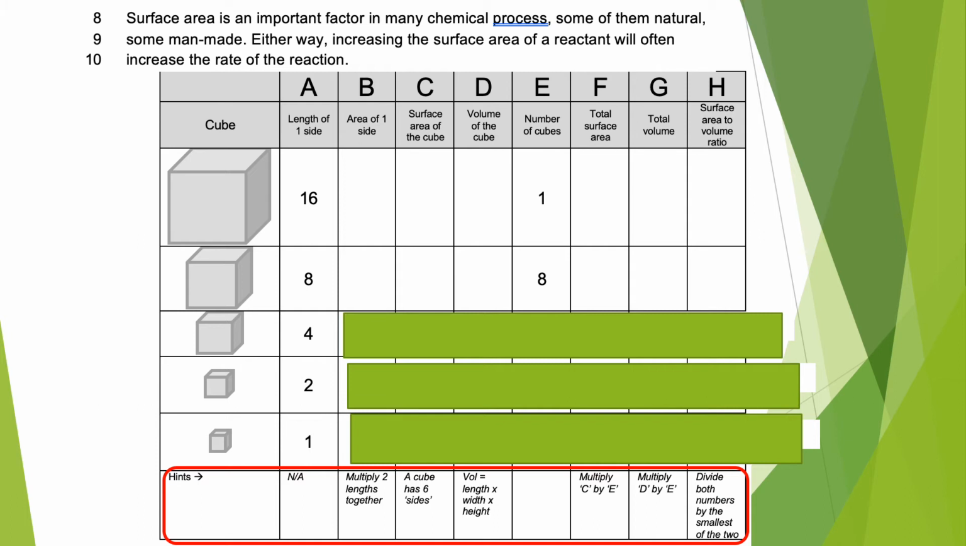So let's go through the first row together. All right, so you have one large cube, and if you know anything about a cube, it's a square, right? All sides are a square.